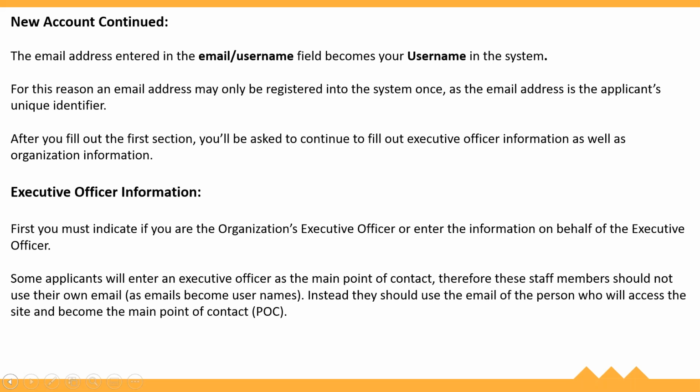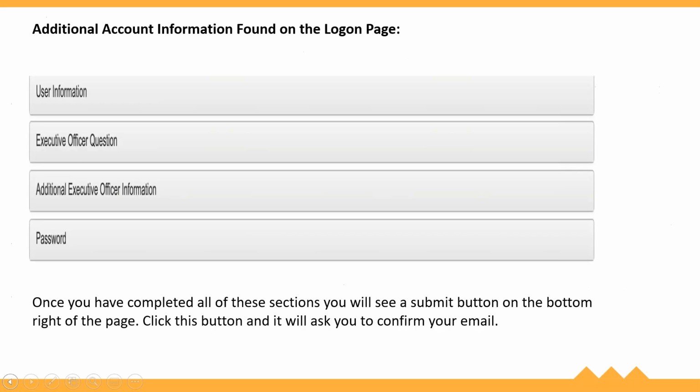Executive officer information. First, you must indicate if you are the organization's executive officer or enter the information on behalf of the executive officer. Some applicants will enter an executive officer as the main point of contact. Therefore, these staff members should not use their own email, as email becomes usernames. Instead, they should use the email of the person who will access the site and become the main point of contact. Next page.